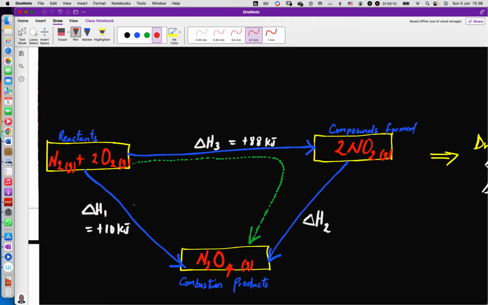And the direct route is from where? It's from N2 nitrogen plus oxygen to give N2O4. This is the direct route. The indirect route is what? It is enthalpy 3 plus enthalpy 2. So direct route equals indirect. We now say enthalpy 1 is equal to enthalpy 3 plus enthalpy 2. Remember, we have been asked to calculate enthalpy 2. We will now make enthalpy 2 the subject.